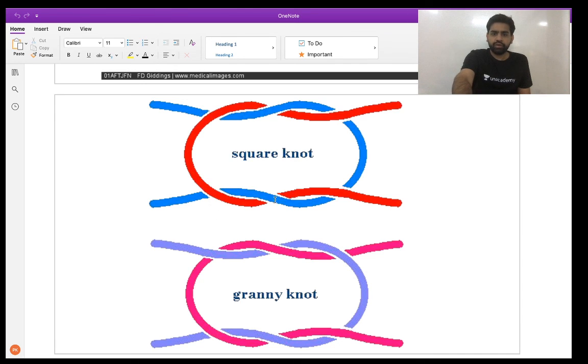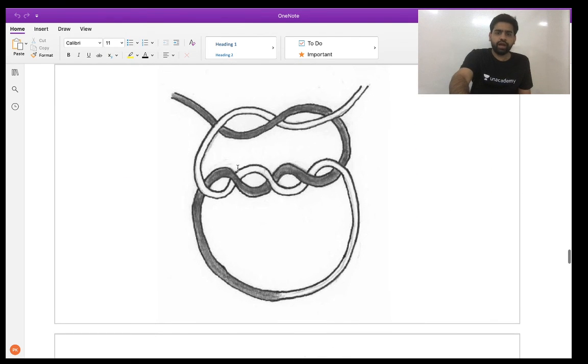So if you have only one loop in both the threads, above and below, you have only one loop. This is a square knot, and this square knot is also referred to as a reef knot. But if you look over here, what do we have? You have one loop and then another loop. So if the first time you have two loops and the second time you have only one loop, this signifies that it is a surgeon's knot.